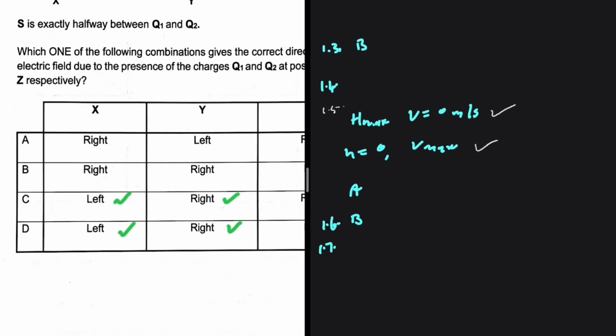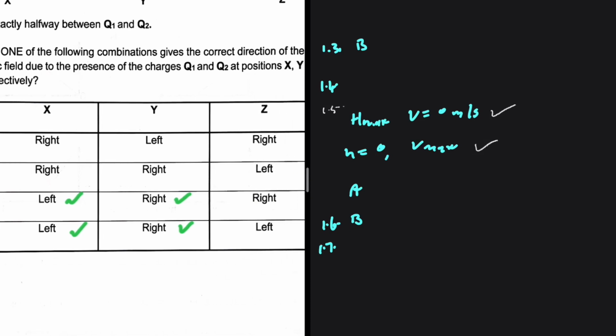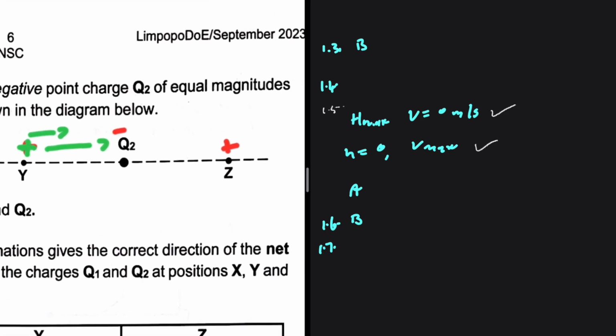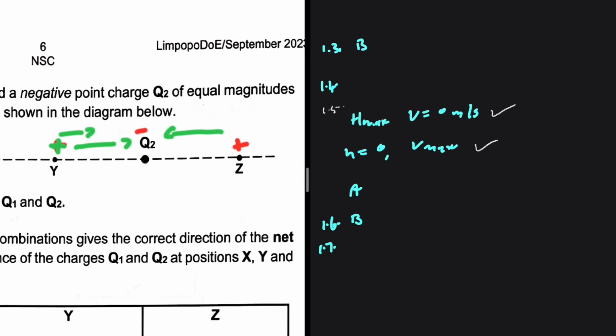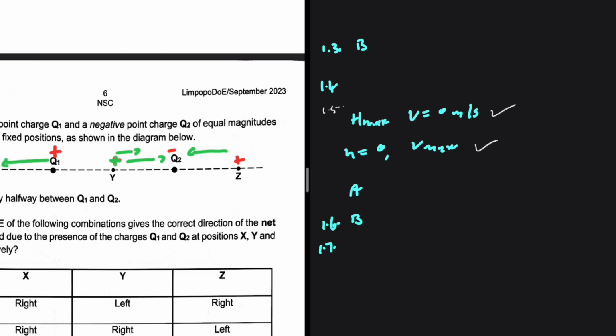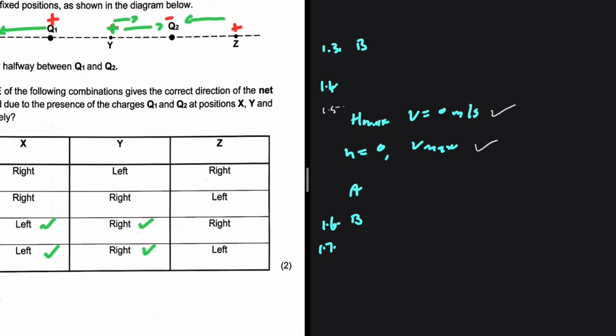Now we have to move to position Z. Let's see what happens at Z. Z is positive, Q2 is negative. There is an attraction there, so the electric field is to the left. Now let's look at Q1 and Z. Well, Q1 is too far, so we can just pay attention to the effect of Q2. That is only because they have equal magnitudes. If they had different magnitudes, then our question would be a bit more difficult and we would have to actually consider the distances and the magnitudes in detail. So Z is to the left. That is option D. So the answer to 1.7 is D.